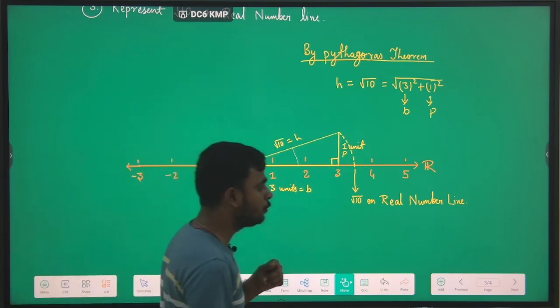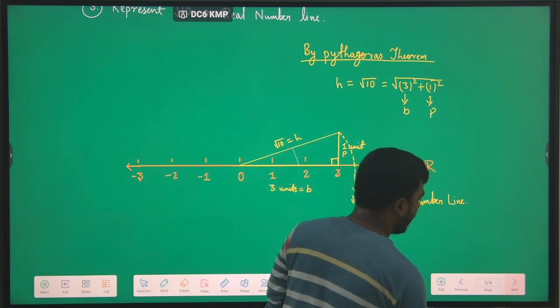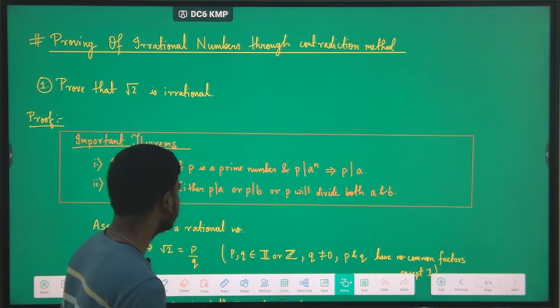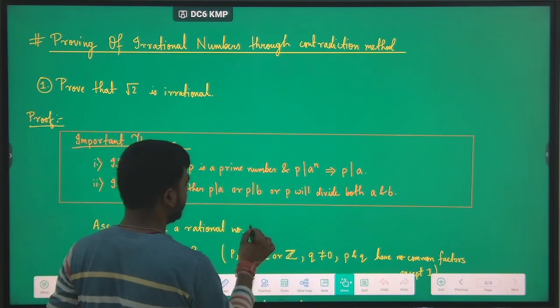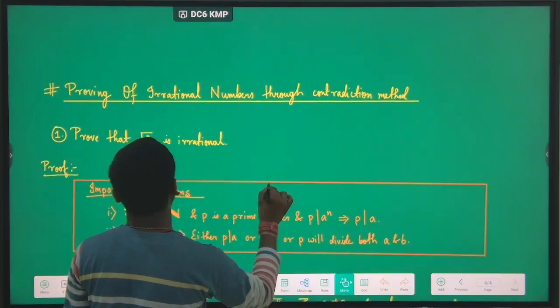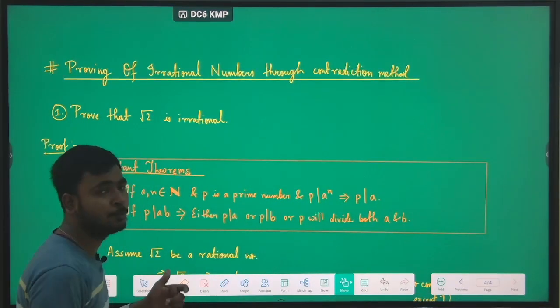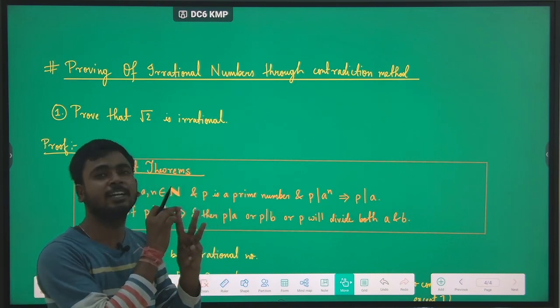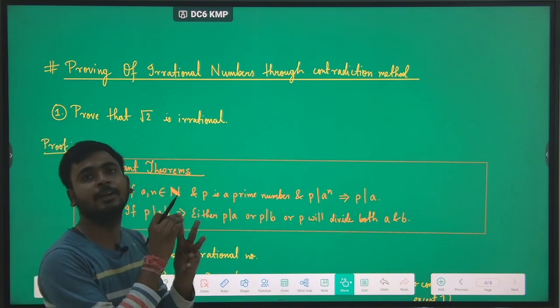Now we will move towards the contradiction part, proving any irrational number through contradiction. The contradiction method is a very useful method to prove irrational numbers. First of all, we can prove any irrational number through 3 methods. The first method is the exemplar method.